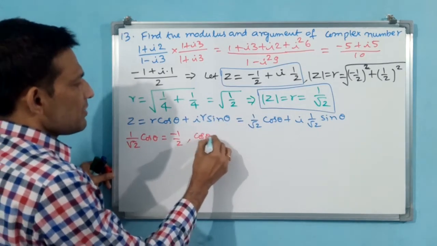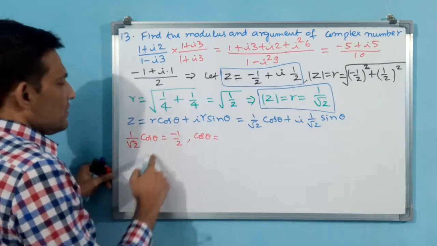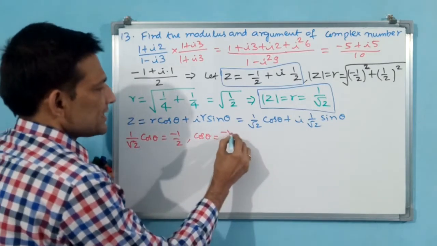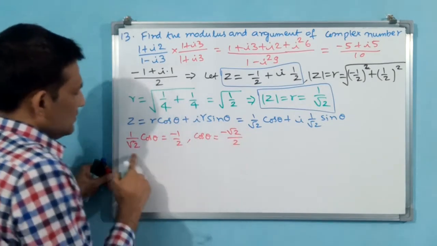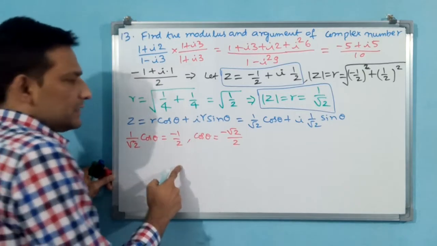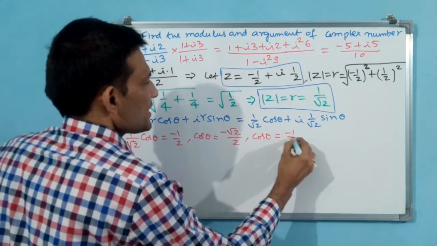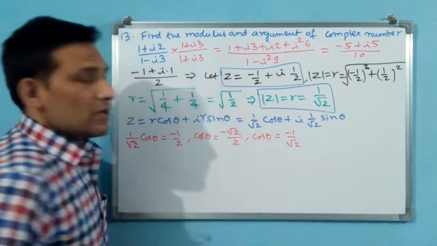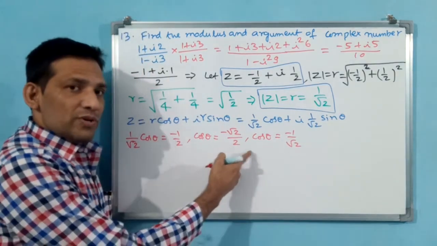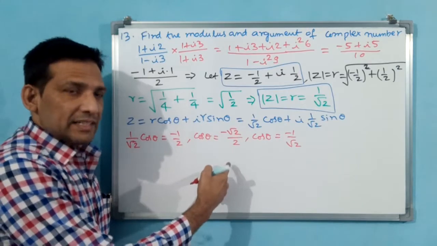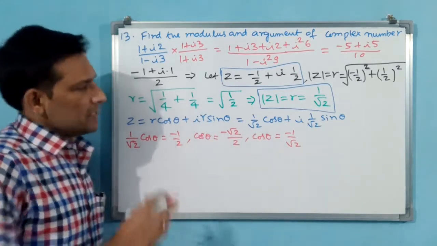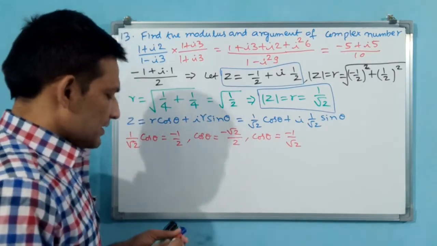Then cos theta will be how much? Minus root 2 by 2. Okay. Then finally cos theta is equal to minus 1 by root 2. How? 2 means root 2 into root 2, and one root 2 is going to get cancelled. 1 by root 2. Okay, this is the story for cos theta.